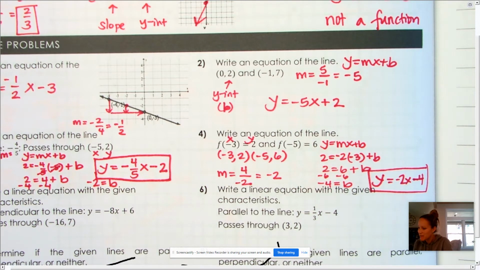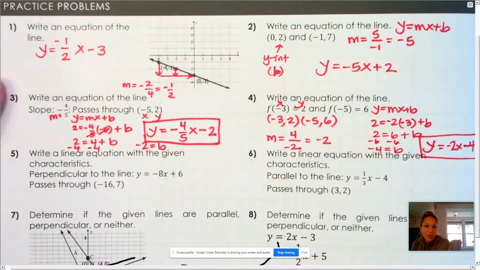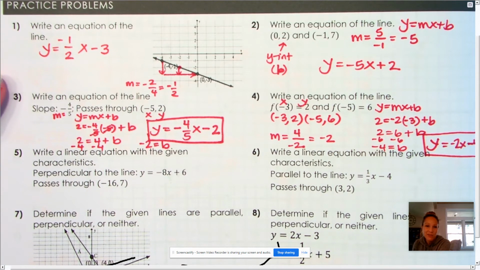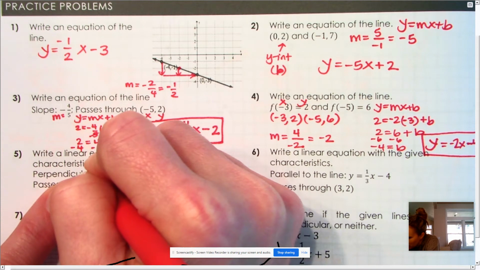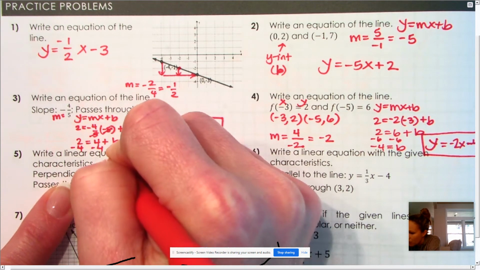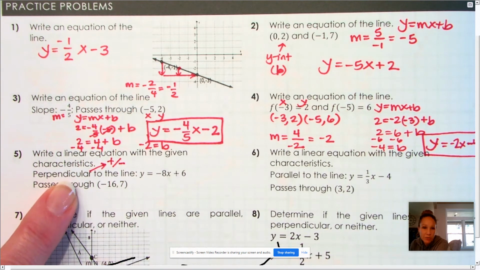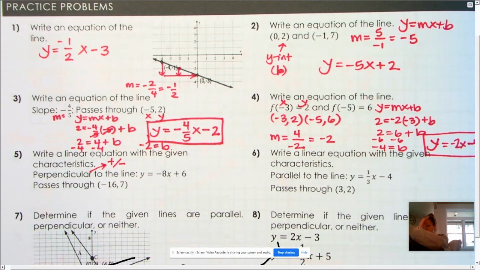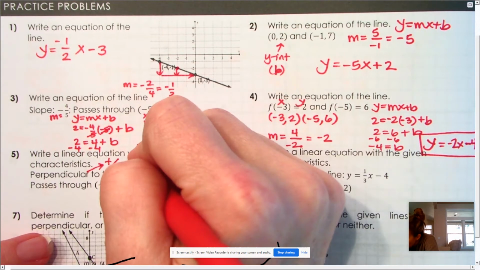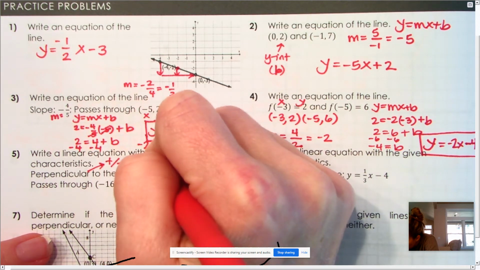All right, question number 5 says, write a linear equation with the given characteristics. So perpendicular, remember, perpendicular means 2 things. We have opposite slopes. One of them's positive, one of them's negative, because remember they have to cross through each other like this. So if one of them's going up, the other one has to be going down. And then we also flip it.